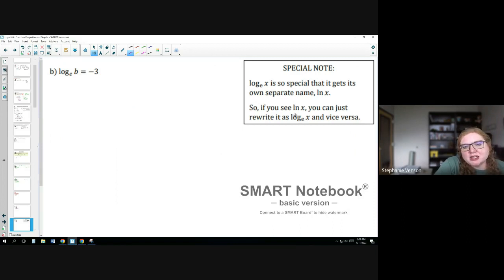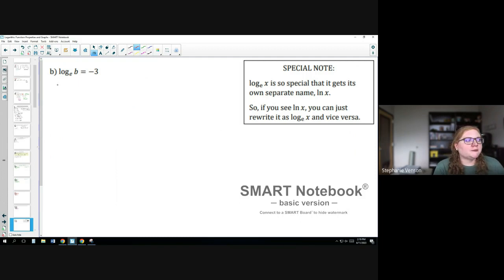Okay, this is that special note I was talking about. Log base e of x is so special that it gets its own separate name, which we call natural log of x. So if you see natural log of x, or ln of x, again, that's an L, not an I, you can just rewrite it as log base e of x and vice versa. Okay, so here we have log base e of b equals negative 3. And our goal is to rewrite this in its exponential form. We're not solving anything. We are just translating it.